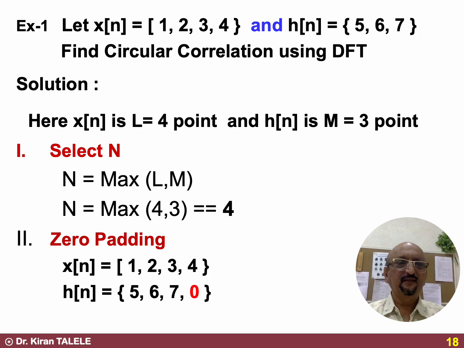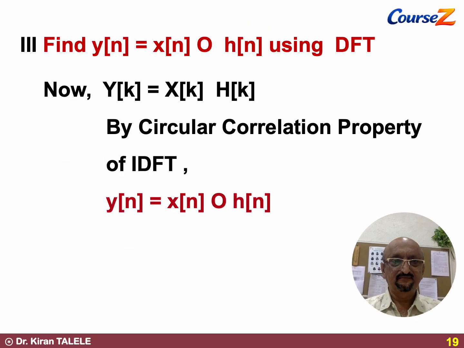Let's take one example. x of n is 1, 2, 3, 4. h of n is 5, 6, 7. We have to find circular correlation. So first we have to select n, and that should be the maximum out of these two, that is 4. Append the signal with 0. And then we have to find circular correlation.